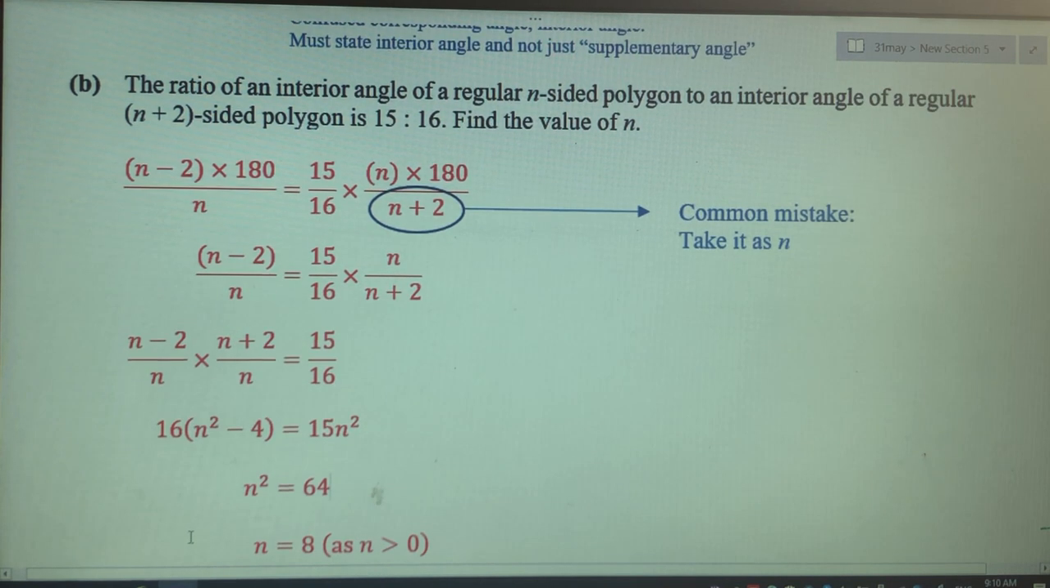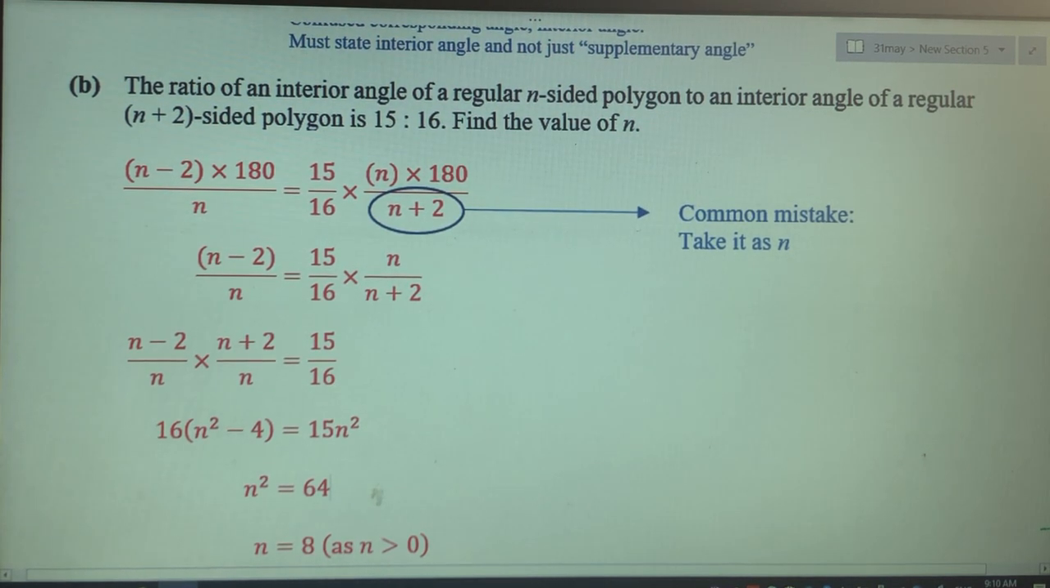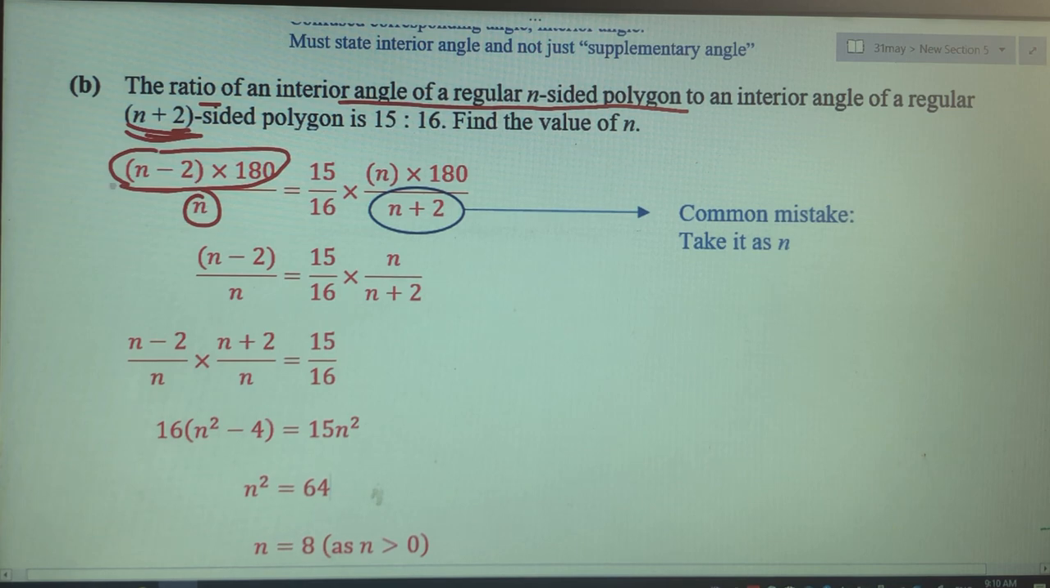Now, this particular question, most of you read wrongly, or I don't know what happened. You didn't read this, and then you wrote N here. Read carefully. The ratio of an interior angle of an N-sided polygon. So this is the sum of interior angles. When you divide by N, then it is one angle. This is the interior angles. Okay, now it is 15 out of 16 of the other one, the interior angles of N plus 1.